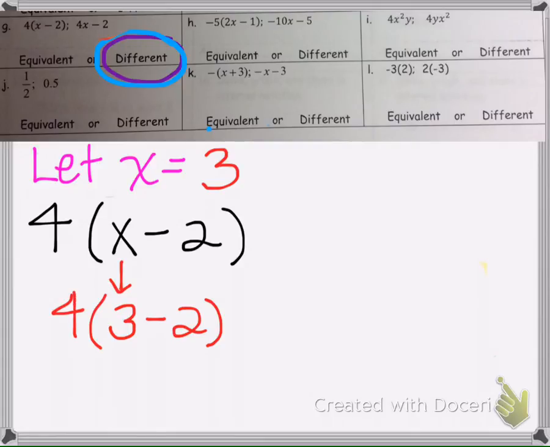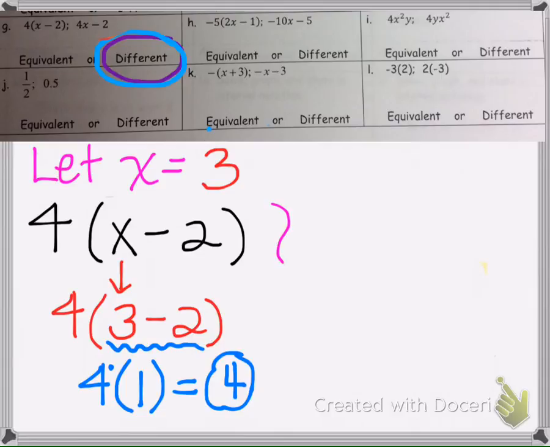I'm going to use order of operations. So I'm going to do the problem inside the parentheses. So 3 minus 2 is 1. And then a 4 next to a parenthesis means times. So 4 times 1 is 4.